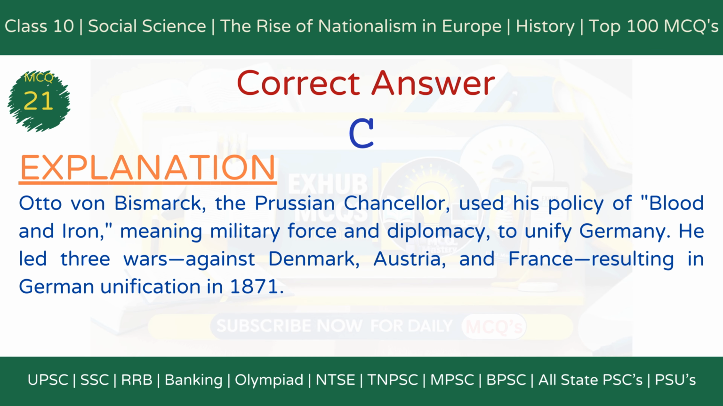The correct answer is option C, military force and diplomacy. Explanation. Otto von Bismarck, the Prussian chancellor, used his policy of blood and iron, meaning military force and diplomacy, to unify Germany. He led 3 wars against Denmark, Austria, and France, resulting in German unification in 1871.